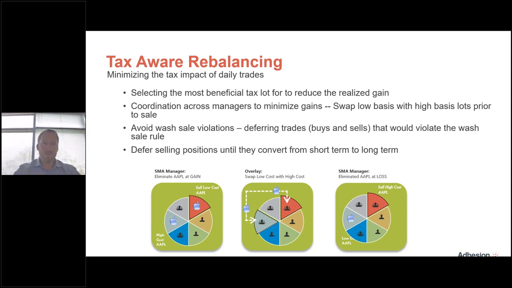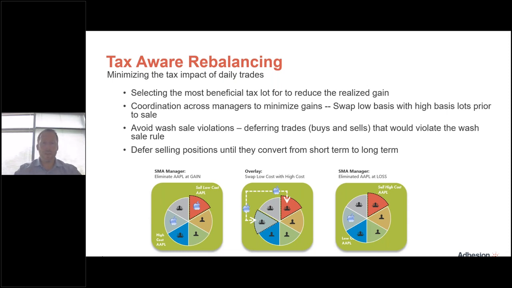Another tool, and that goes with what we just talked about with tax harvesting, is to avoid wash sale violations. So the manager knows what's going on in the account across multiple managers. So they have the ability to defer trades, both buys and sells, that would otherwise violate the wash sale rule. So for example, if one sleeve was tax harvested and then the following week, another manager wants to buy a position that was just harvested, that overlay manager has the capability to override that purchase and hold off until the wash sale rule is no longer in effect.